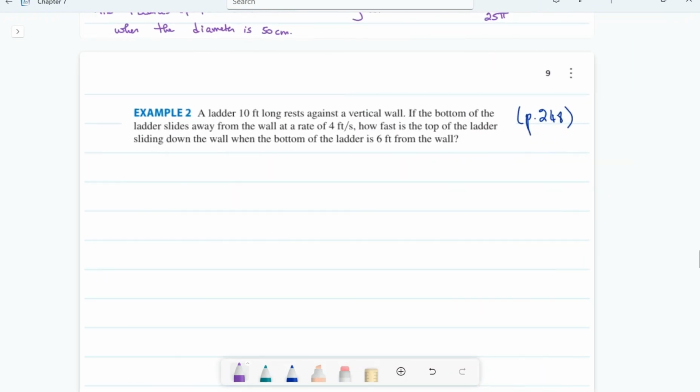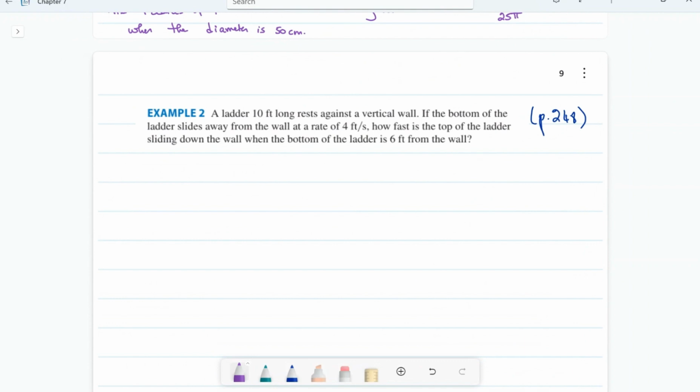Let us now move to another example. A ladder 10 feet long rests against a vertical wall. If the bottom of the ladder slides away from the wall at a rate of 4 feet per second, how fast is the top of the ladder sliding down the wall when the bottom of the ladder is 6 feet from the wall?